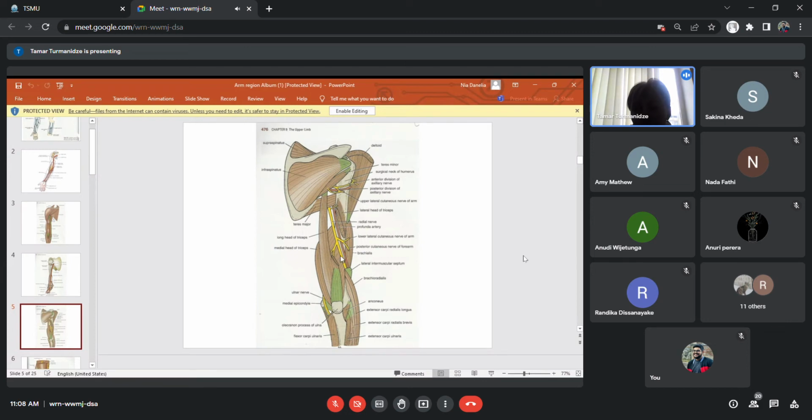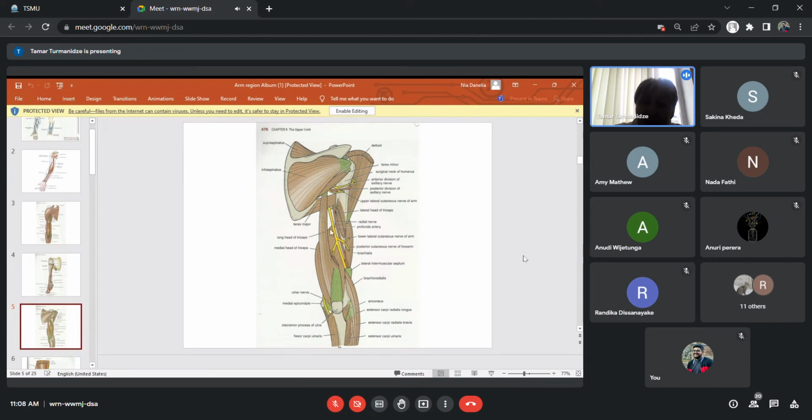On the humerus is located the spiral groove, where the radial nerve is located closely to the humerus. So that's why when there is a fracture of the humerus, mostly the radial nerve is damaged. Why? Because the nerve is located on the bone in the spiral groove of the bone, and in this case, during damage of the radial nerve, the wrist drop syndrome develops.